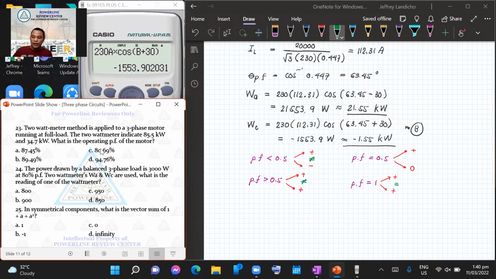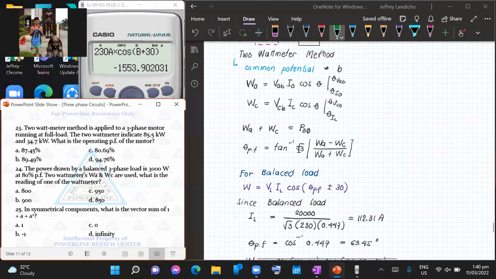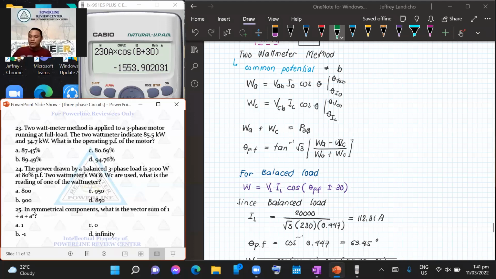So, then 23, you have the 2 readings of your wattmeter. Yung isa, 85.5. Yung isa, positive 34. So, parehas silang positive. So, pag parehas positive, unequal, ano power factor? Greater than 0.5. So, saan mo kukunin yung power factor? So, ito siya kapatid. No? Power factor angle is arctangent of square root of 3 times wattmeter A minus wattmeter C over wattmeter A plus wattmeter C. So, ito yung formula nyo kay number 23. So, makukuha mo dyan 80.69 if I'm not mistaken.